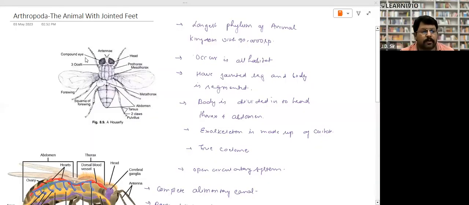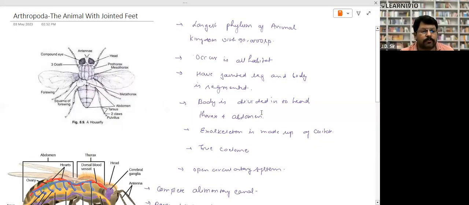Look, Martin. This is the representative member of Arthropoda. A fly, mosquito. Arthro means jointed, and poda means legs, right? So those animals which have jointed legs, which means they will always have legs in pairs, are called Arthropoda, right? Arthropoda is the largest phylum of the animal kingdom. That is the largest phylum, right?